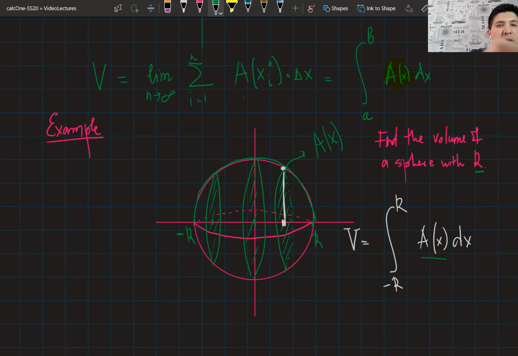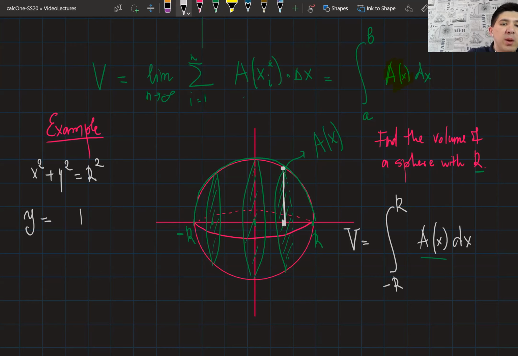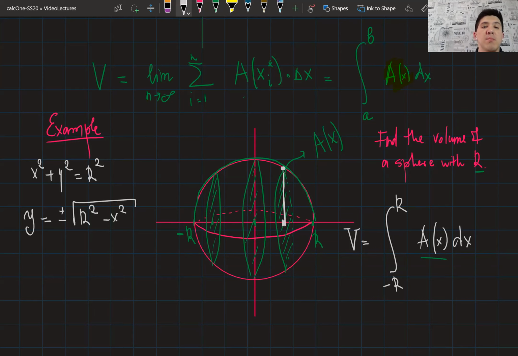If you remember, the equation of a circle is x squared plus y squared equals r squared in this case, right? So we need to find y from here. If we find y, it's going to be the square root of r squared minus x squared, and we have to take the plus and minus. So this function, the upper half of the circle, is going to be the plus square root of r squared minus x squared. The lower part is going to be with the minus.